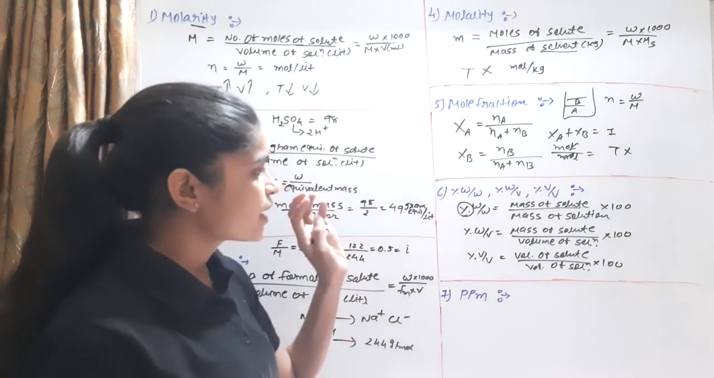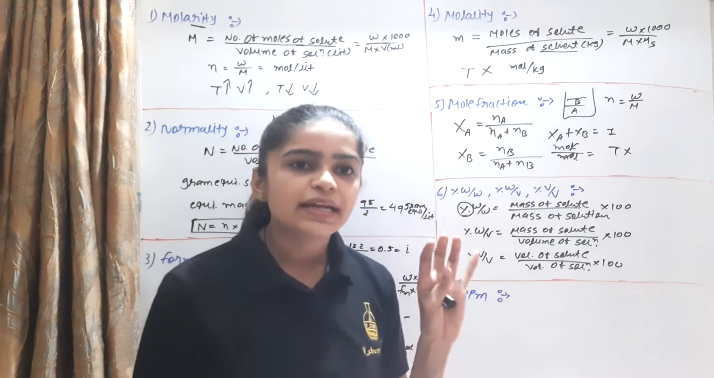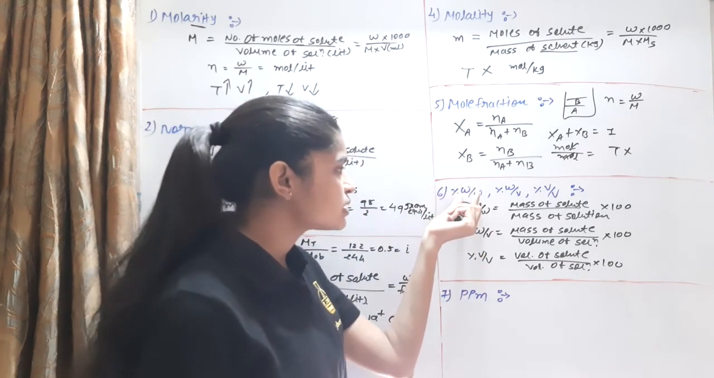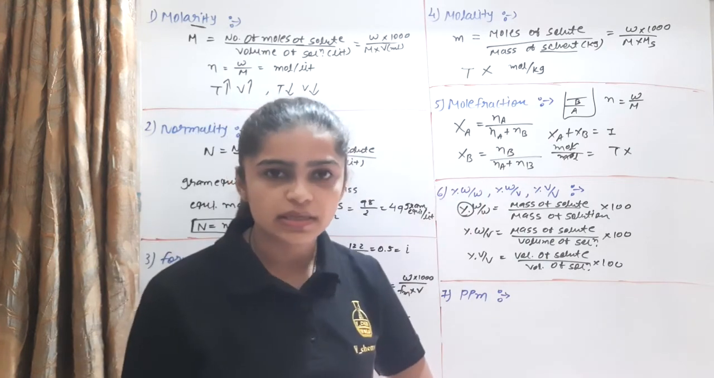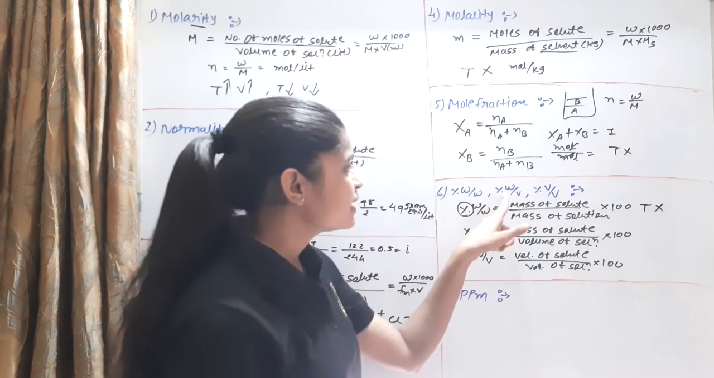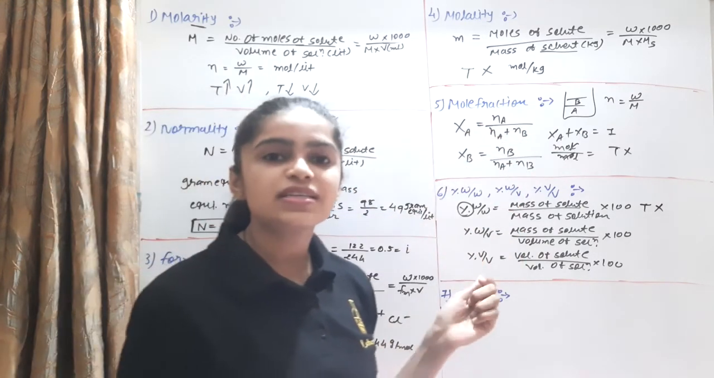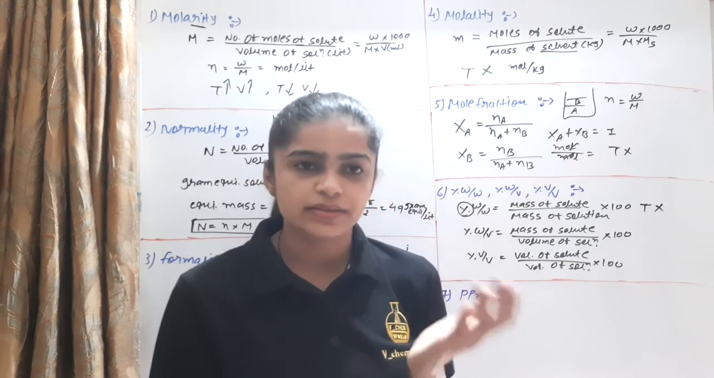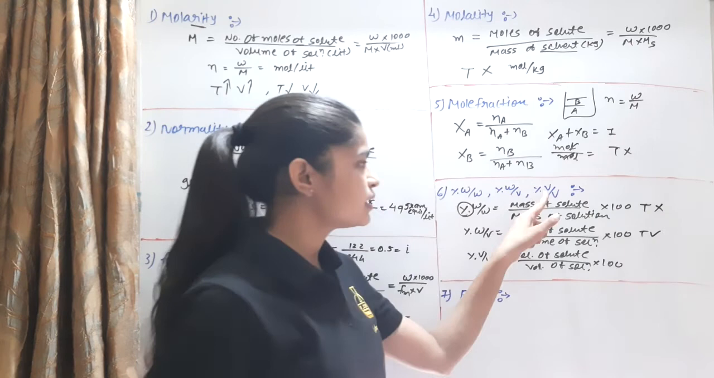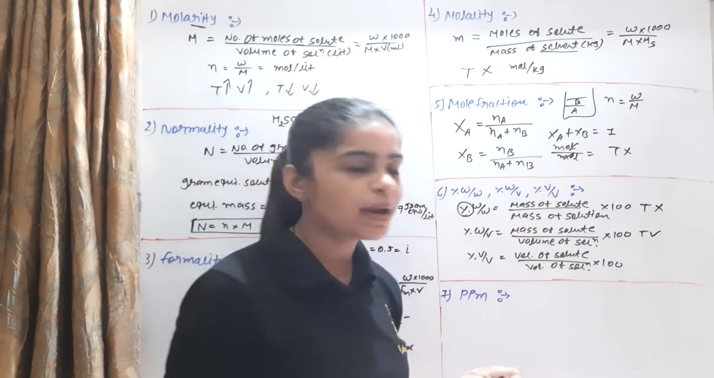Then the next factor is whether it is temperature dependent or independent. Weight by weight: no volume term is present, so it is temperature independent. The second is percentage weight by volume. In percentage weight by volume a volume term is present, so it is temperature dependent. And third is percentage volume by volume, which is also temperature dependent.